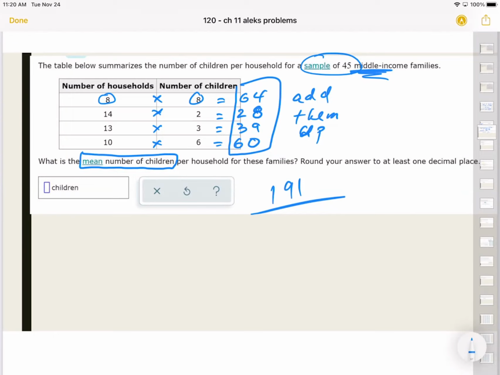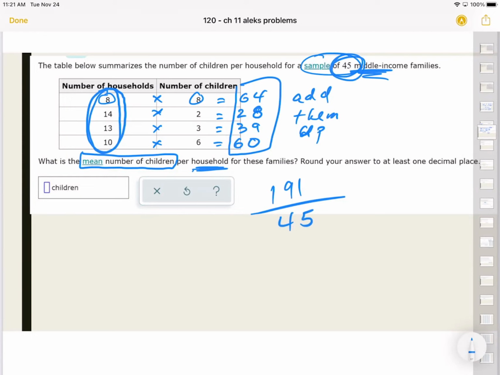you need to divide it by the total number of households. So you don't divide by the number of children, because they ask you per household. They don't ask you the household per children. They ask you the children per household. So you have to add the households together, which gives you 45. They give you 45 households right here. So you need to take the total number and then divide it by that, right?